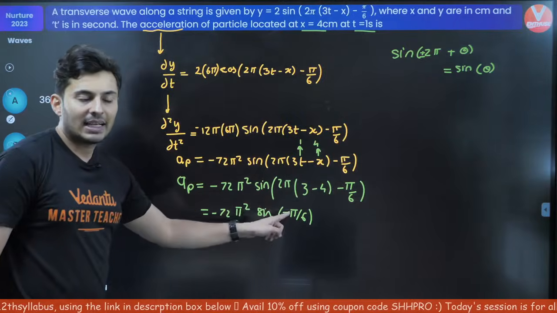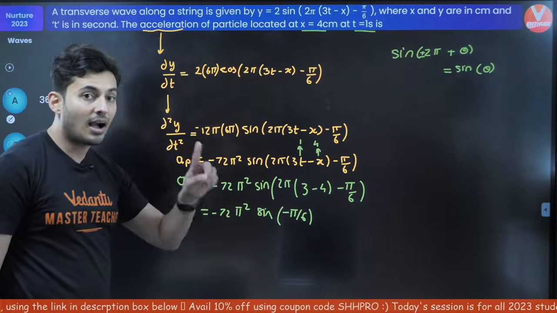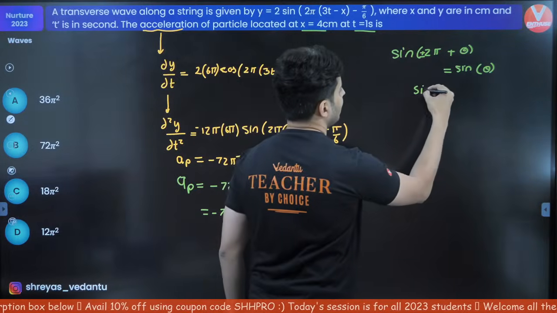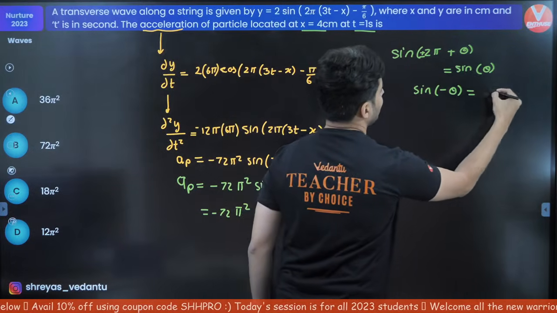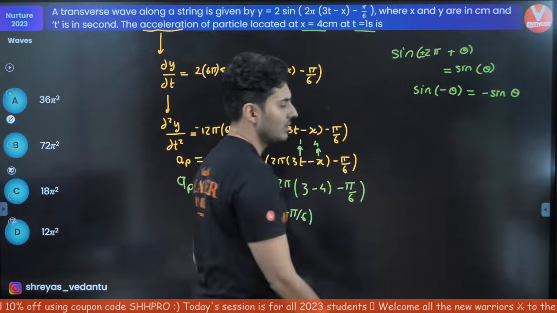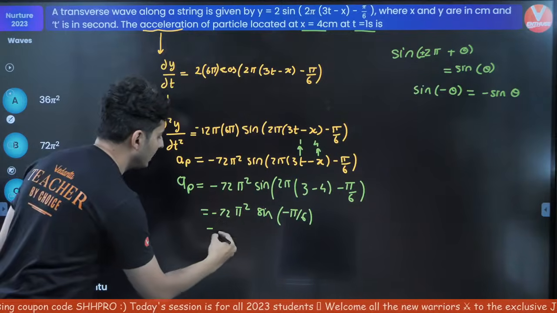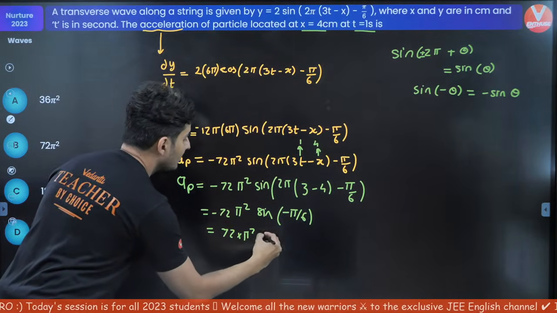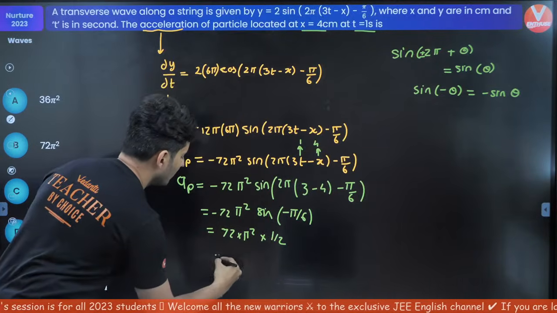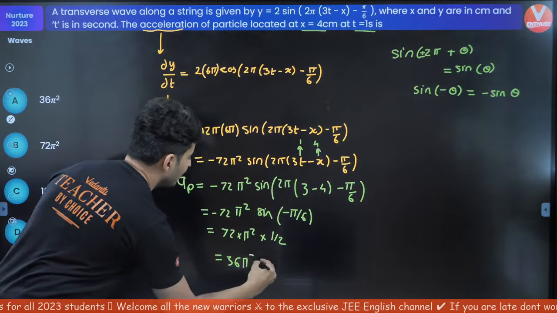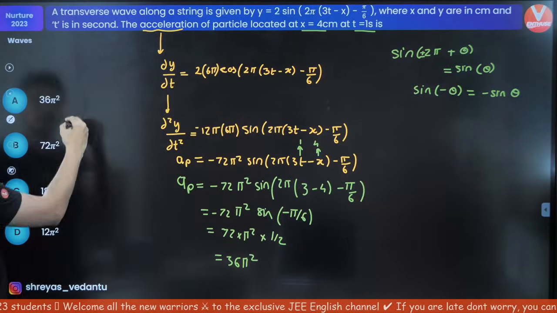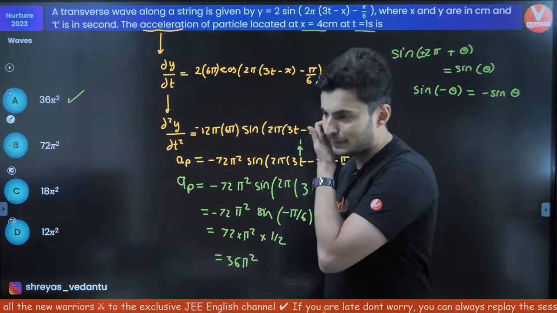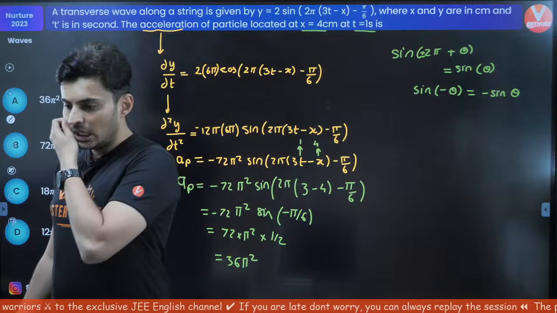Now pi by 6 is 30, sine 30 is half, but because there is a minus sign, sine of minus theta, remember sine of minus theta is minus of sine theta. That's a standard trigonometric formula, you would have learned it. So minus minus will become plus. So 72 into pi square, sine 30 is half. So this will be nothing but 36 pi square. Is that there somewhere? Yep, it is there. Option A is correct. Okay.